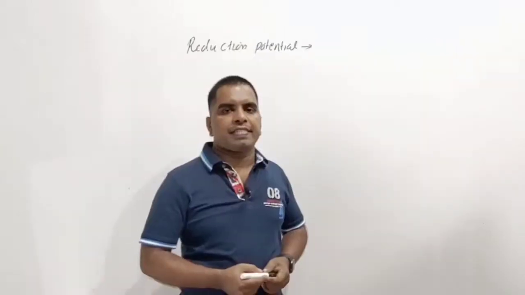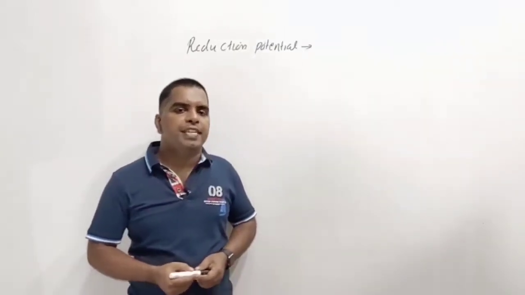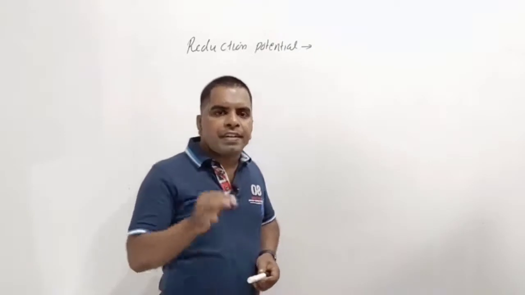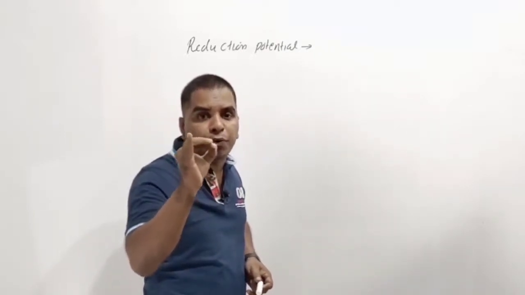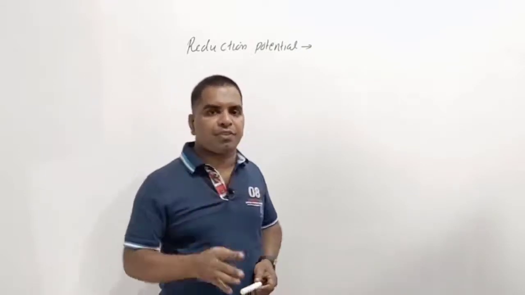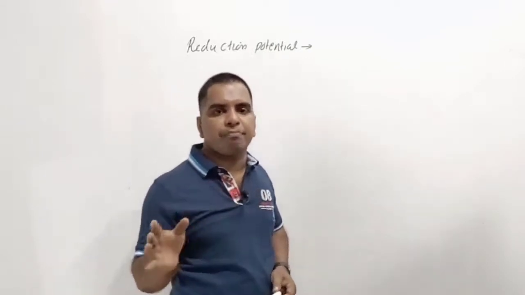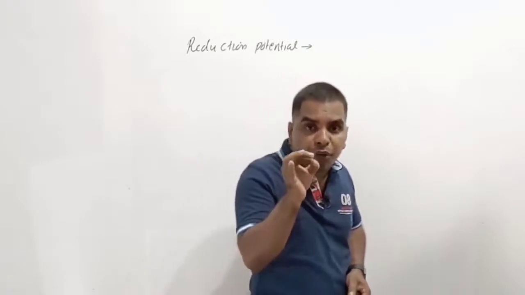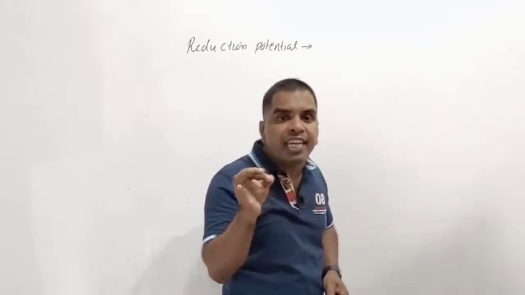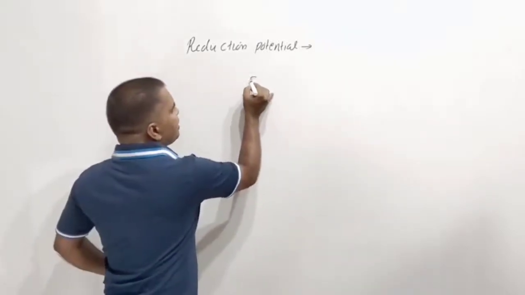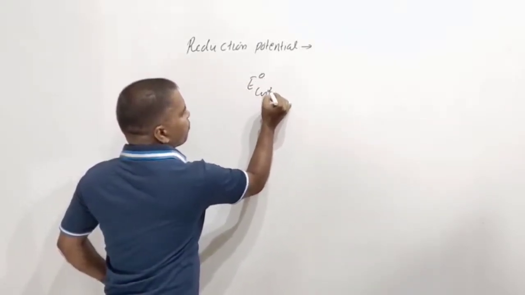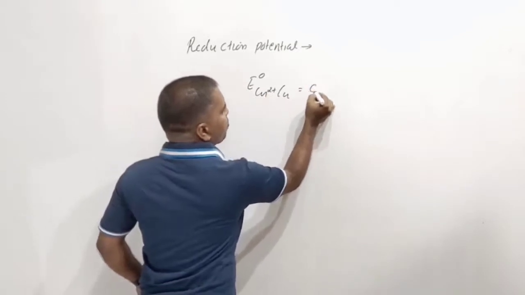Okay. Next important point in this chapter is reduction potential. Reduction potential is a measure of the ability of an electrode to gain electrons. Listen, the standard reduction potential of the copper electrode is 0.34.